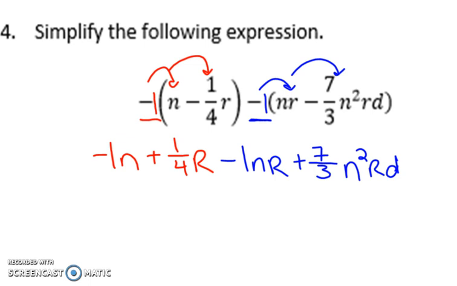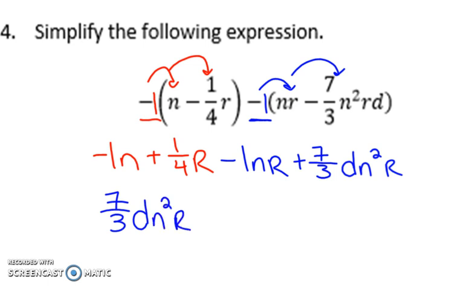Now, again, we want to put it in decreasing and alphabetical order. So I'm going to rearrange this last term, and because they're all being multiplied, you can do that. If they were being added, you can't change the variables, but because the 3 of them are being multiplied, we're going to put the d first. Now, in this case, 7/3 d n squared r is going to come first because of that letter d at the beginning. Well, then I'm going to put -1nr minus 1n plus 1/4 r.